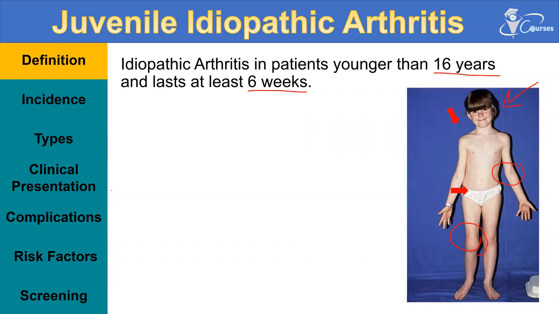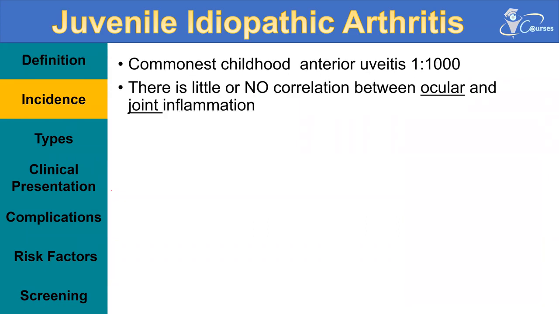So what will be the incidence? As I told you, it is the commonest childhood anterior uveitis, occurring in around 1 in 1,000. And there is little or no correlation between the ocular and joint inflammation. If the joint is very inflamed, this doesn't mean that the eye will be inflamed as well. We will see now that those patients are characterized by a white eye. So there will be minimal ocular inflammation.